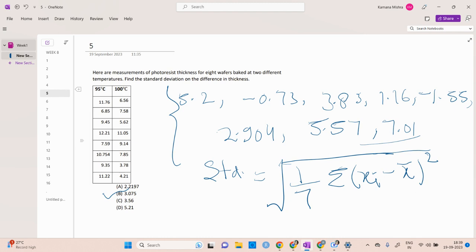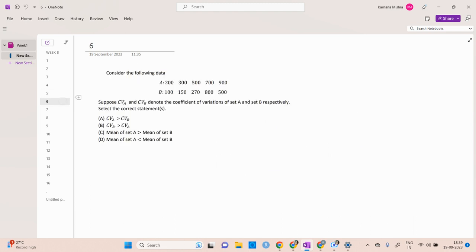I just don't want to waste the time, that's why I'm not doing any calculation here. But you can do the calculation if you think you need the practice, because I'm already very bad at this, so most probably I'll solve it wrong. Okay.